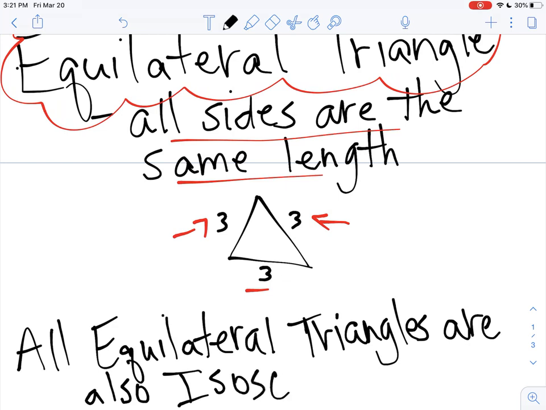And we'll talk more about this because it is a little confusing. So all equilateral triangles are also isosceles triangles. Remember, isosceles has at least two sides the same. All right, guys, you did a great job. We've talked about several different ways to name and classify triangles, and we will continue on with that later.